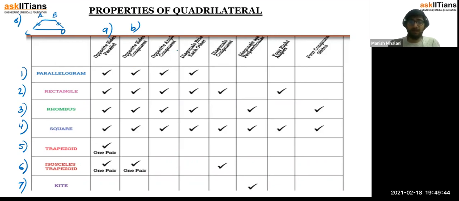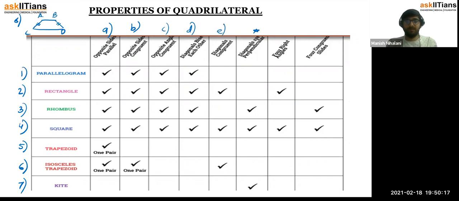Opposite angles are equal. When it comes to angles, the trapezoid has no role to play in that, nor does the kite. Opposite angles are equal in a parallelogram, rhombus, rectangle, and square, because these are special quadrilaterals, or special parallelograms, as we named them in our previous class: rectangle, rhombus, and square. Then diagonals also bisect each other. Then in a rhombus and a square, the diagonals bisect each other at right angles. This is a very important property.